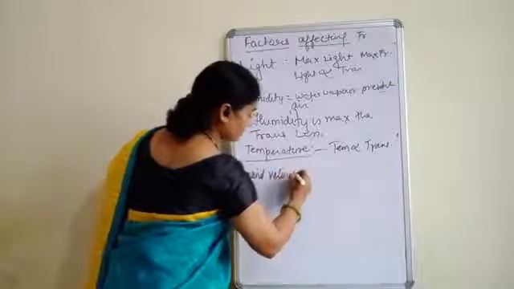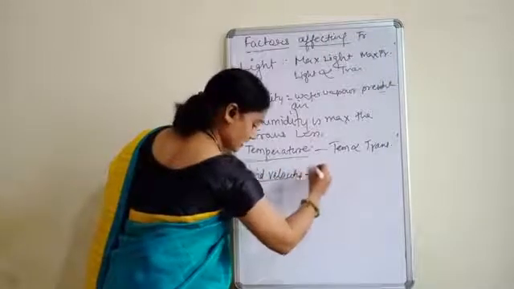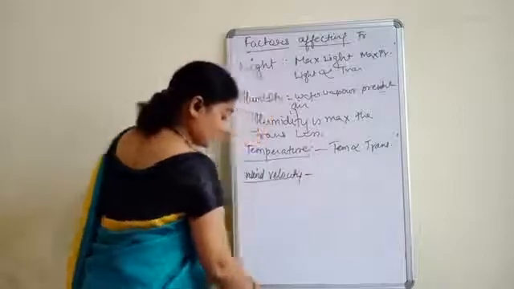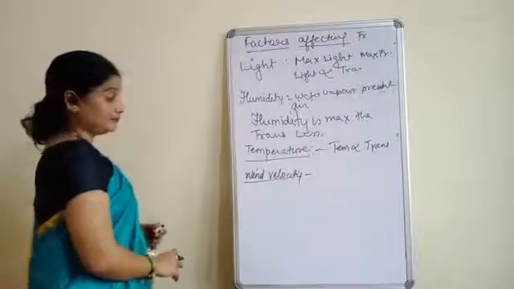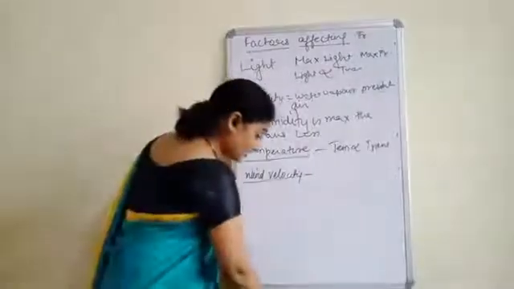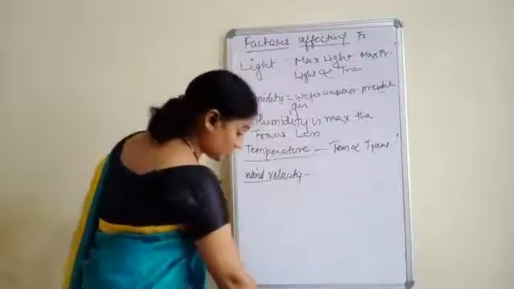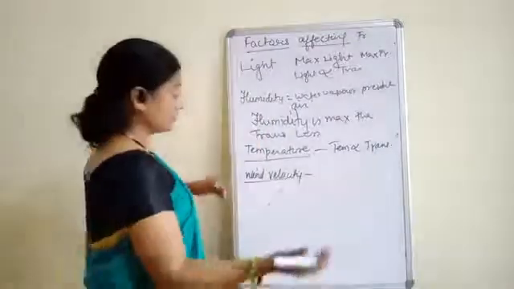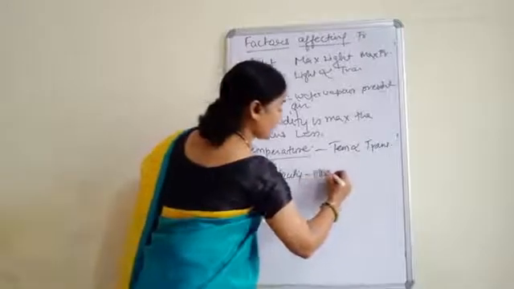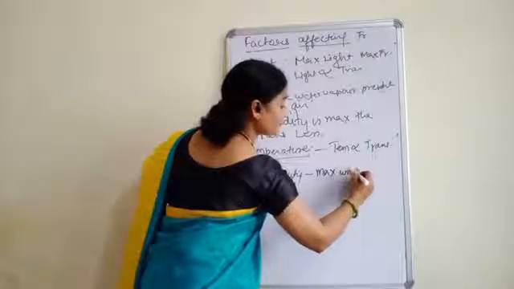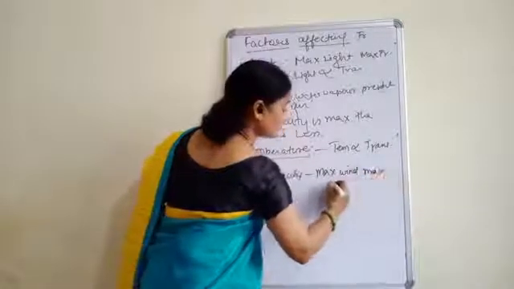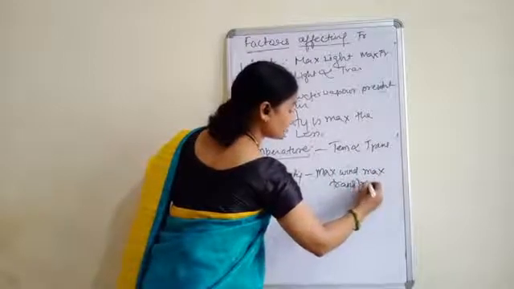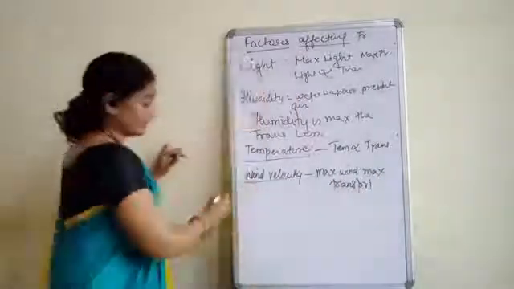Wind velocity. Now see what happens if the wind blows faster. Water vapor released during transpiration is removed faster. That is, if there is maximum wind, then there is maximum transpiration.